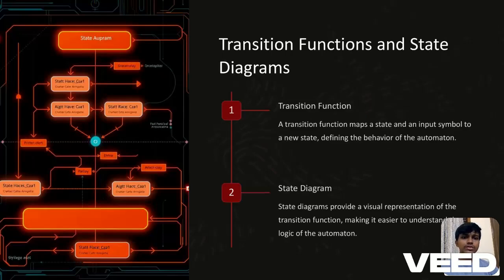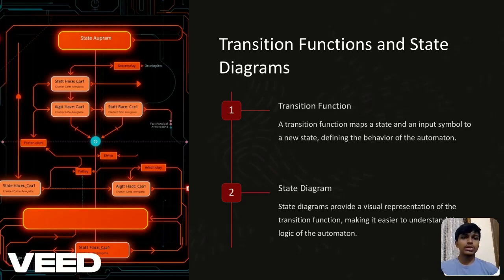Next is transition functions and transition state diagrams. The transition function maps a state and an input symbol to a new state, defining the behavior of the automaton. So the transition function defines the rules of movement of the automaton. It specifies the next state based on the current state and the input symbol.